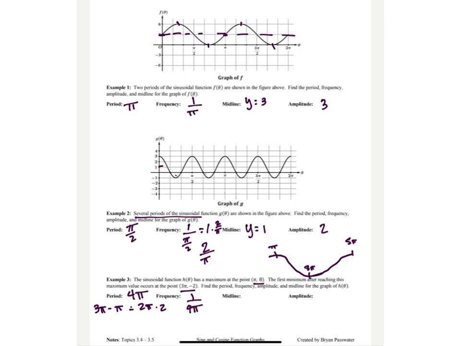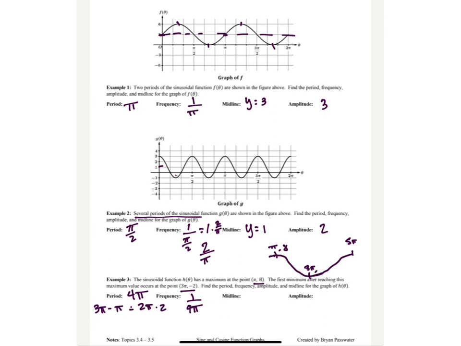Now, midline. We know that our, what happened? So the period, because it's starting at pi and going to 5 pi, then the distance between them would be 4 pi. Good question. The midline is going to be located halfway between the maximum, which is at 8, and the minimum, which is at -2.